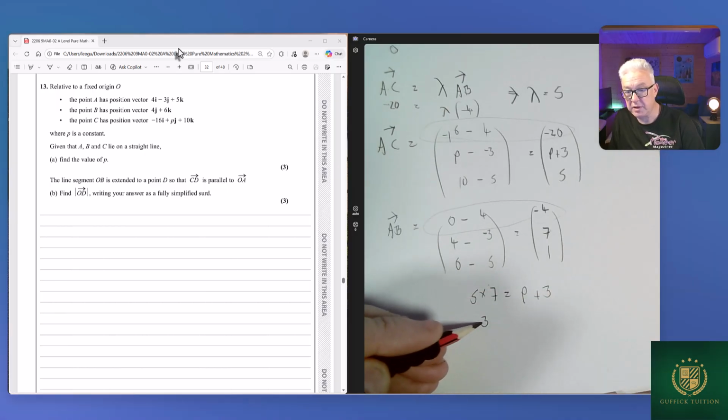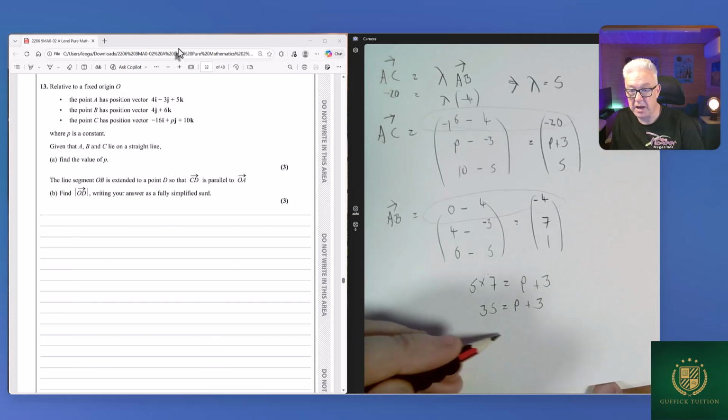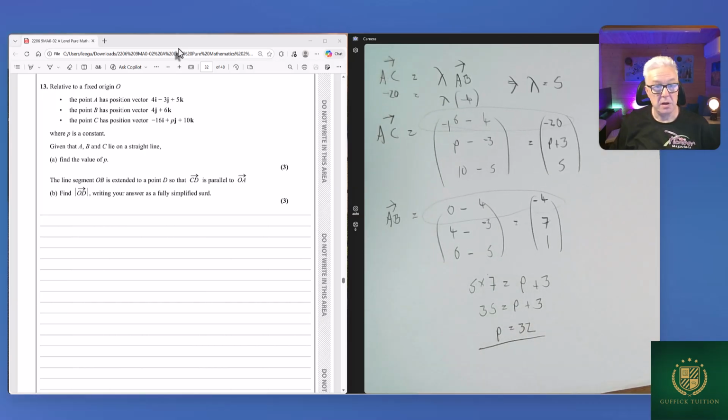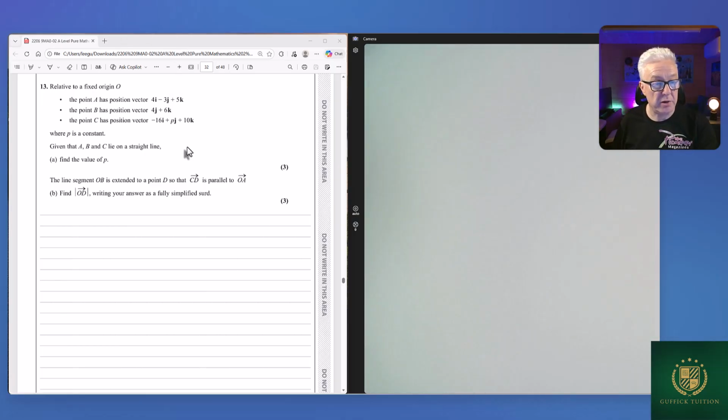So 5 times 7 is 35. So therefore we're going to have 35 is equal to P add 3. So therefore P is equal to 32. Okay, so that's our answer for part A, that P is 32. Okay, now let's have a look at part B.